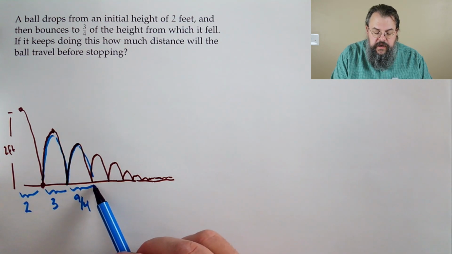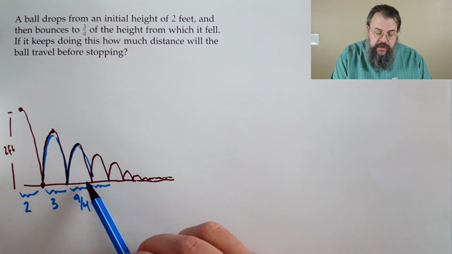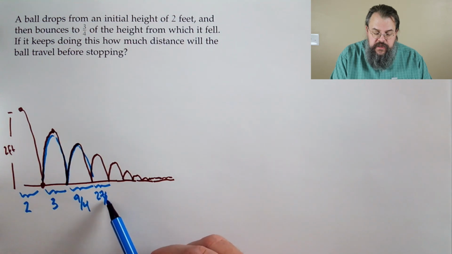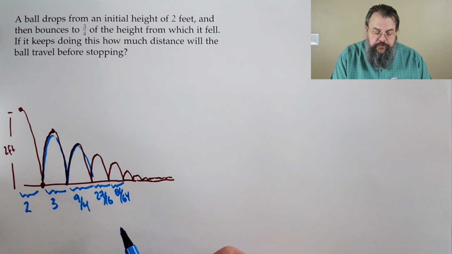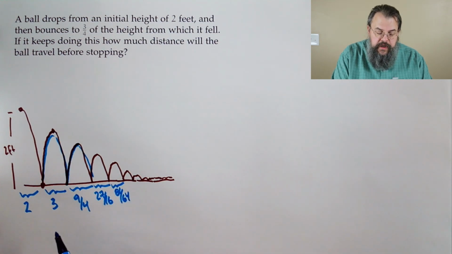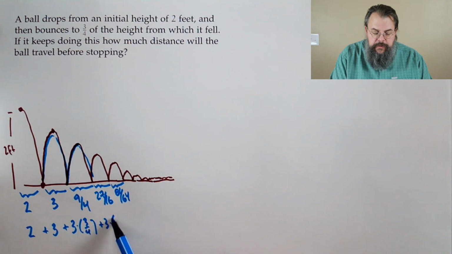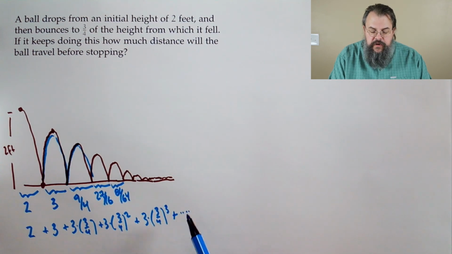9/4. And here, same idea, right? You take the previous bounce, and it's 3/4 as long. So it'd be 27/16, and of course the pattern continues. So at every stage we multiply by 3/4. So we can really think of this as 2 plus 3 times 3/4 plus 3 times 3/4 squared plus 3 times 3/4 cubed, and so forth and so on.